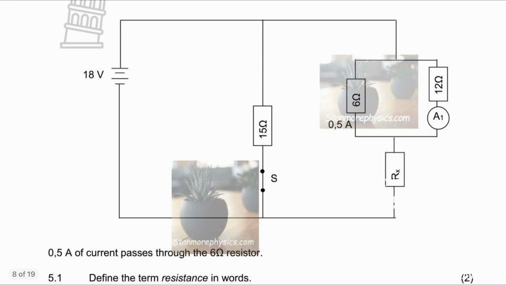Let's use the fact that because these are in parallel, the voltage across both of them is going to be the same. So I can say here that V is going to equal IR. So the current is 0.5 multiplied by the resistance, which is 6. That's equal to 3 volts. Now the voltage here is also going to be 3 volts. So V is equal to I times R. 3 is equal to I times 12. That means I is equal to 0.25 amperes.